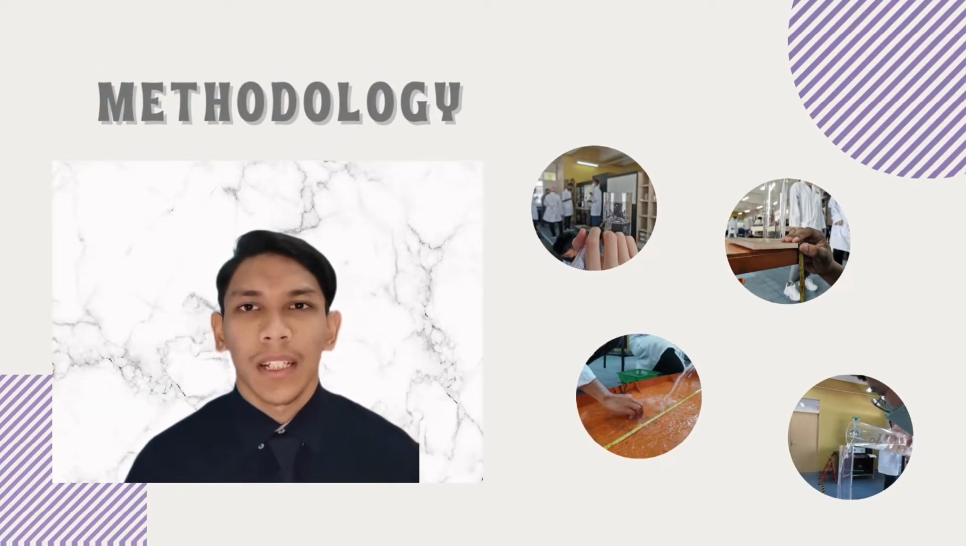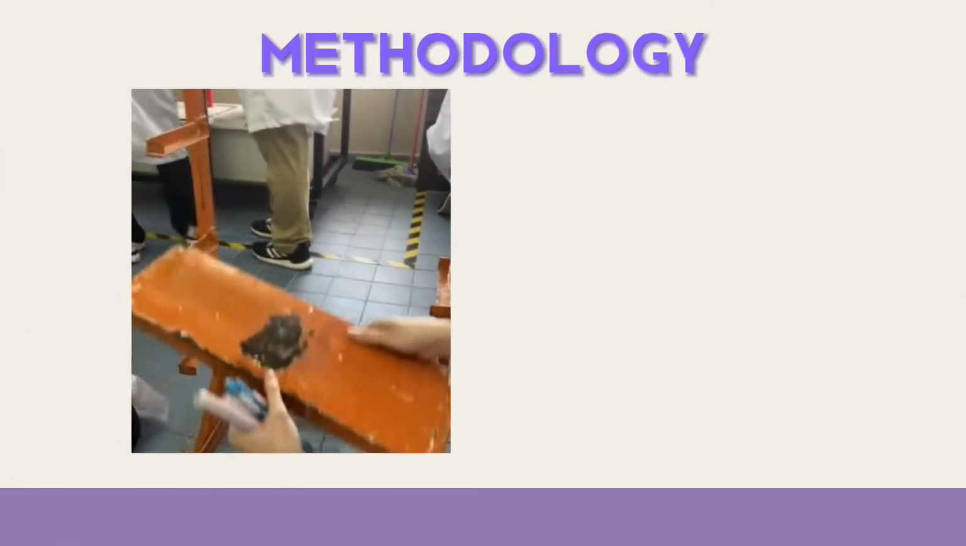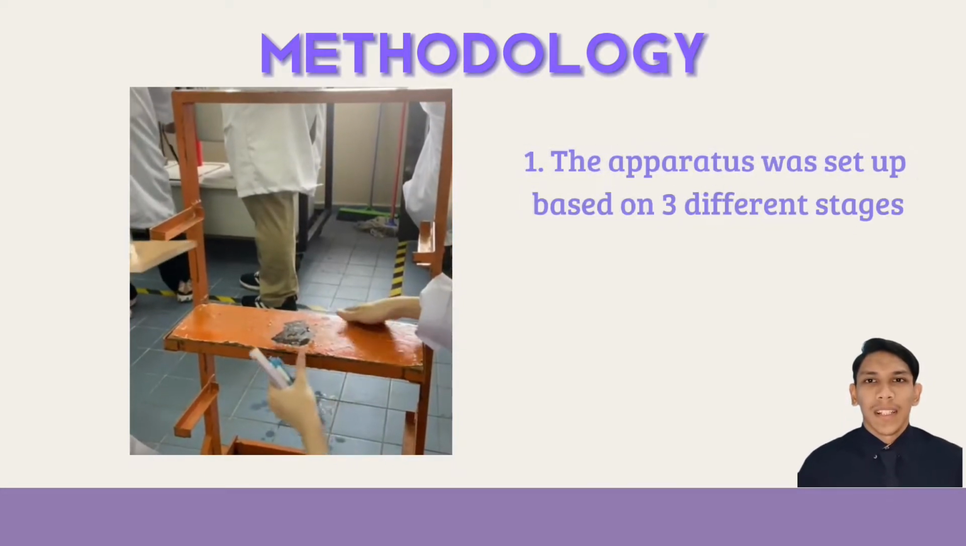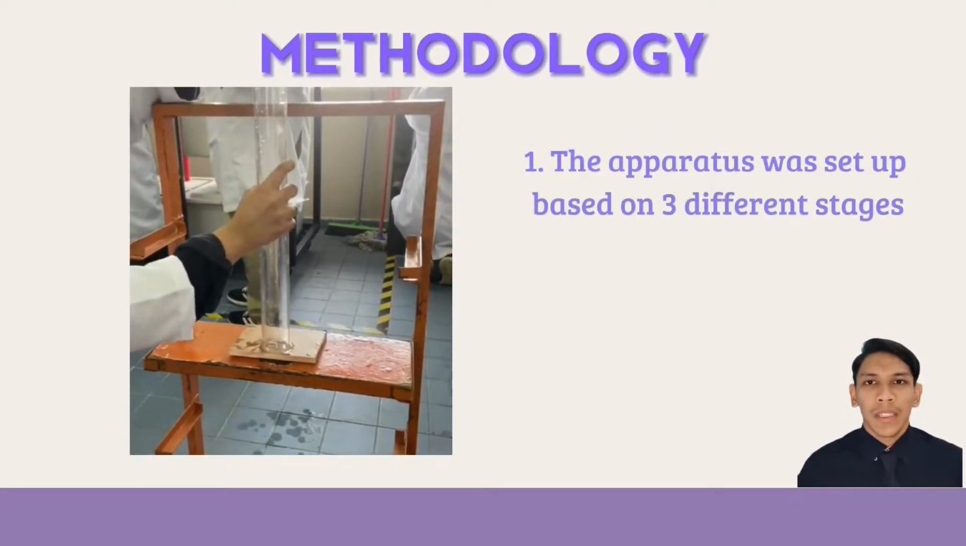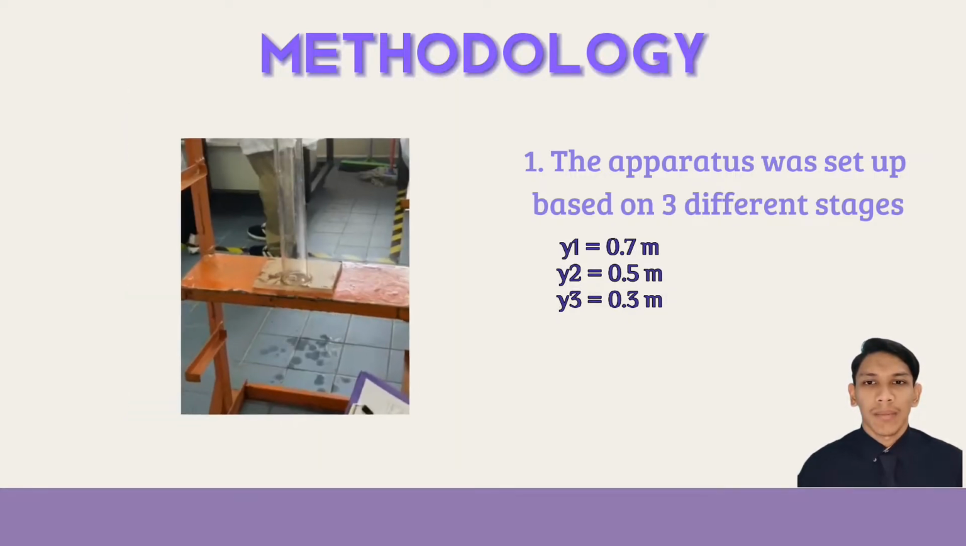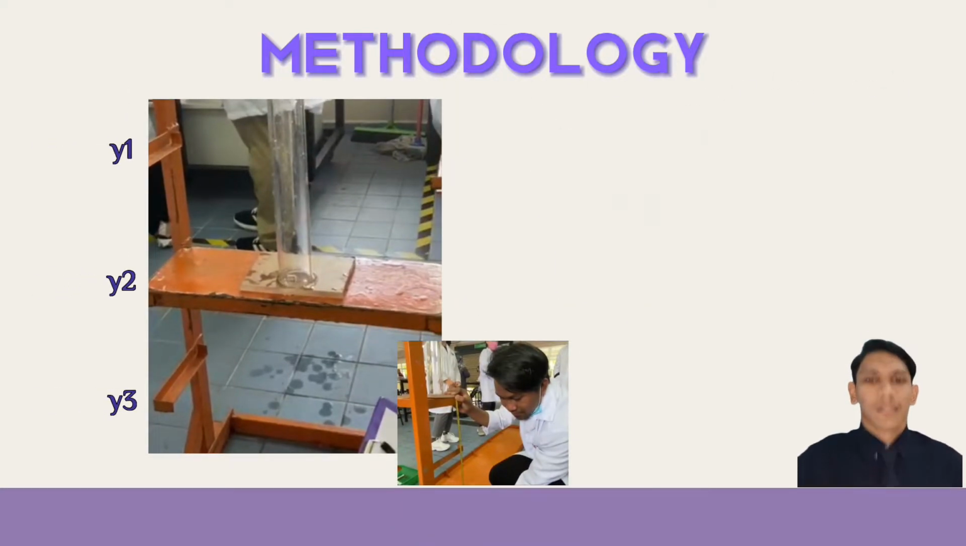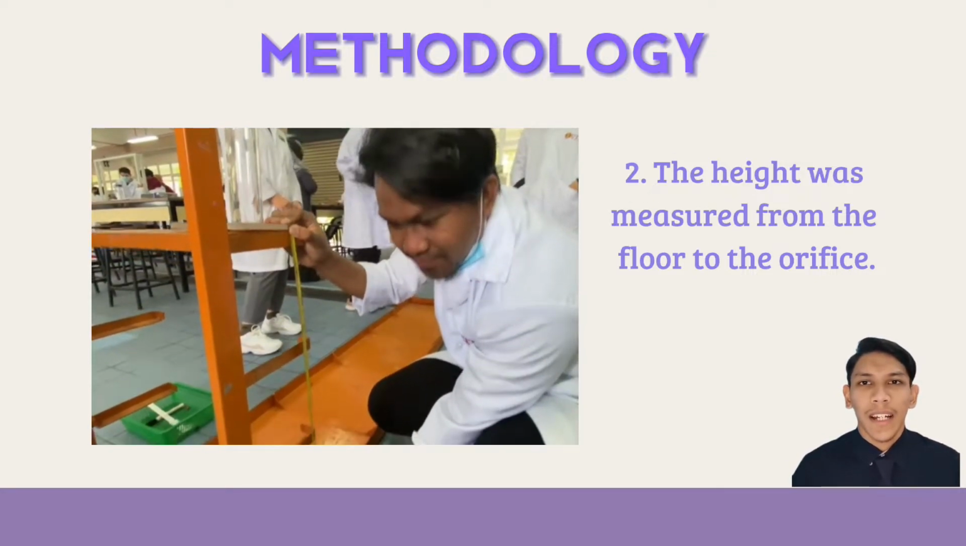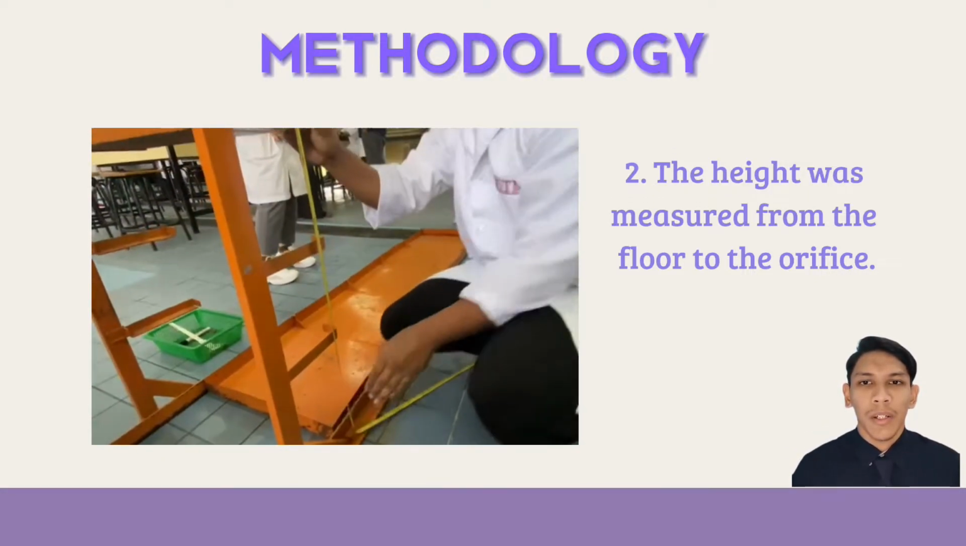Hi, my name is Ahmad Zakar bin Anwar and I will continue with the methodology of this experiment. First, the apparatus was set up based on 3 different stages which are 0.7, 0.5 and 0.3 meters. Next, the height was measured from the floor to the orifice.